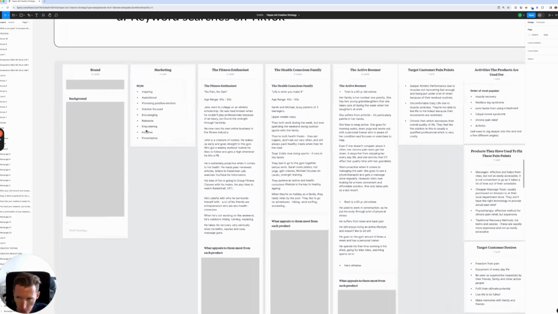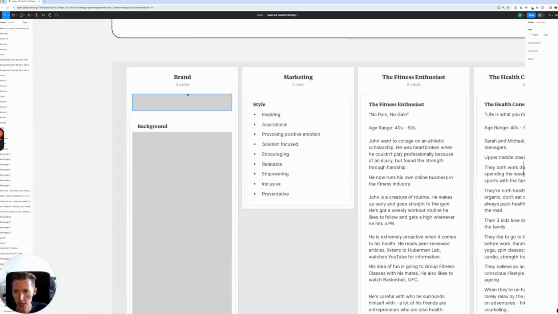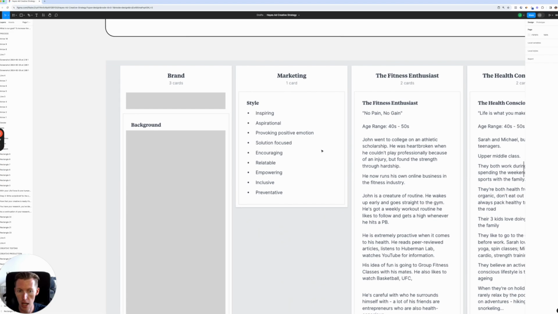So zooming into this board here, you can see that we start with outlining the brand, right? The background of the brand. What does the brand stand for? Why should someone purchase from that brand in the first place? Then the marketing style, right? The whole tone of marketing and how we want to sound in our ad creative and our copy.